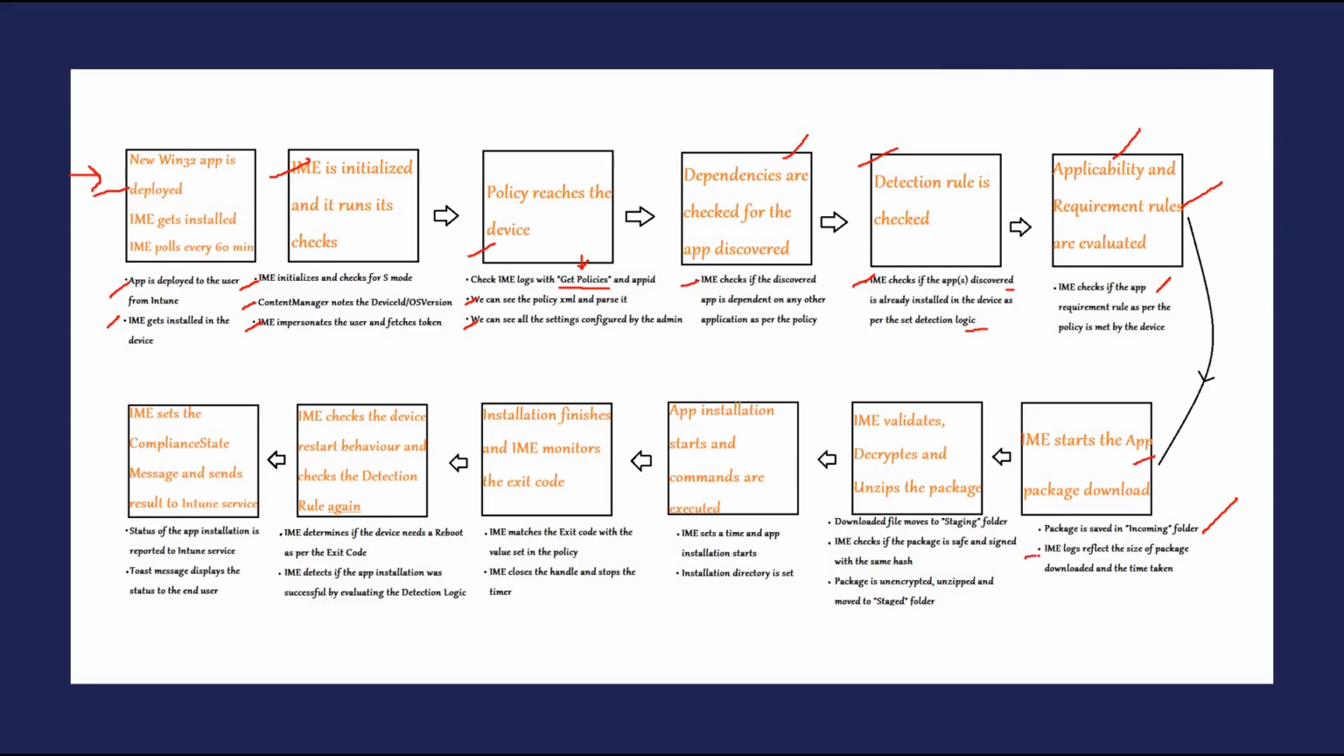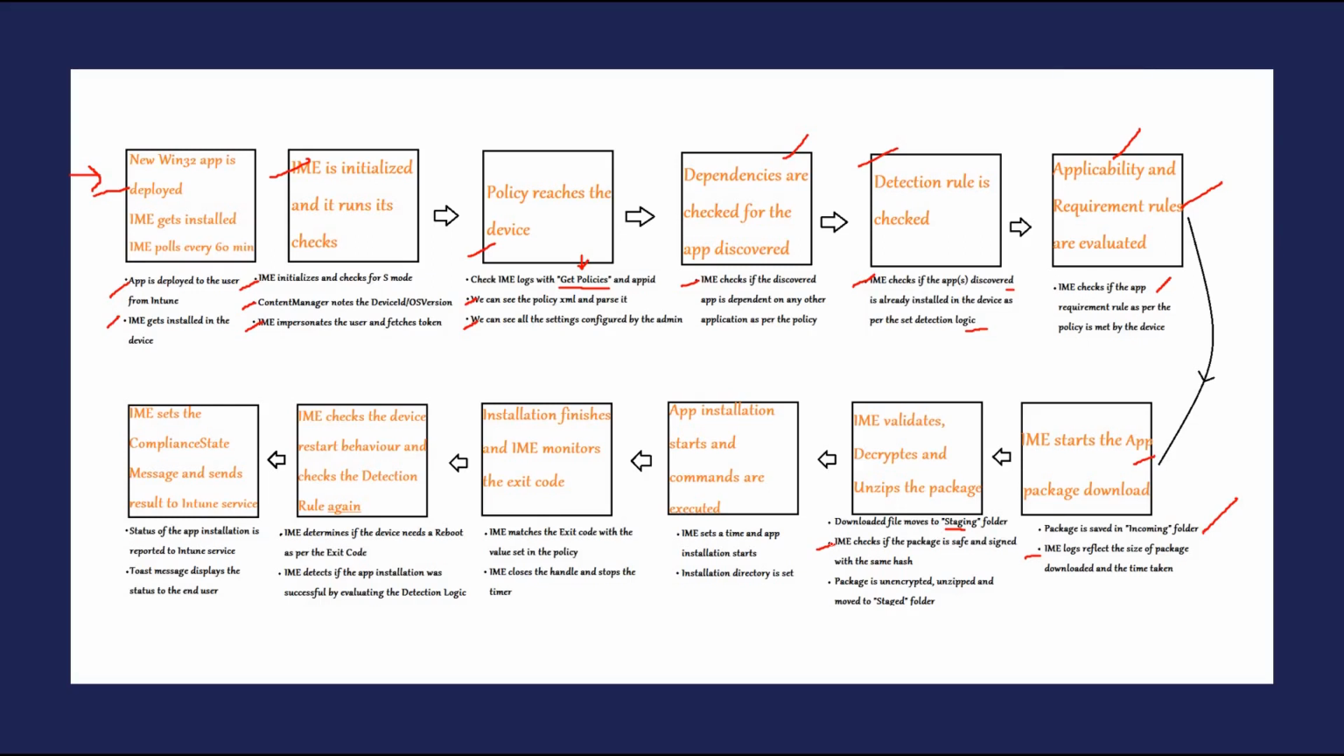We can see the size of the package that has been downloaded, the time that it took to download that file, and all that. Once it is downloaded into the incoming folder, it will be moved to the staging folder, and IME will run a couple of checks and make sure that the package that it downloaded is still encrypted and signed.